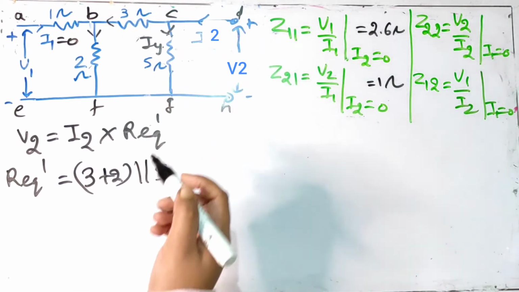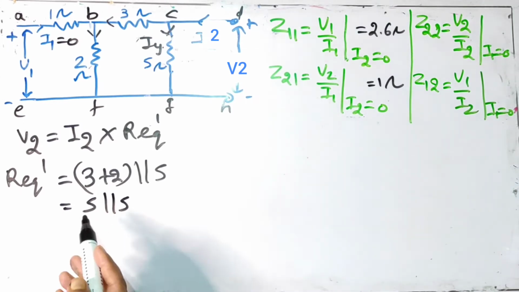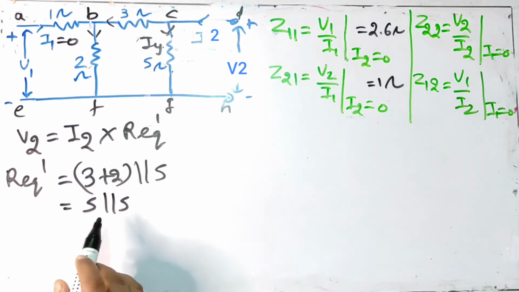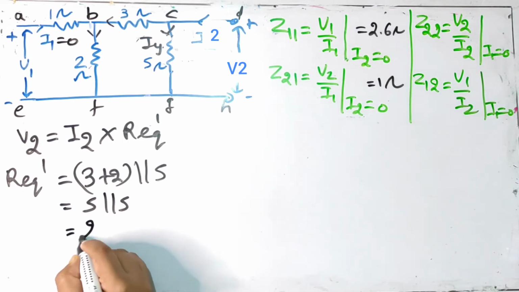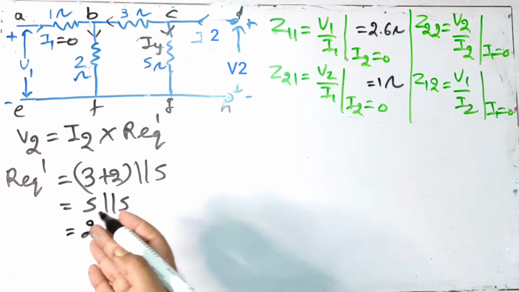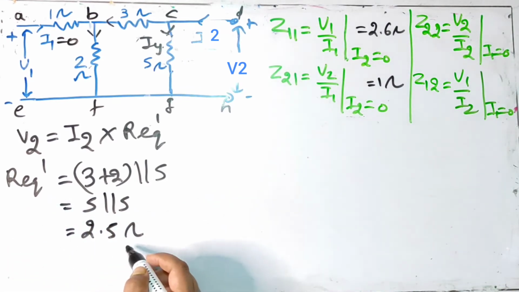There is no resistance here, so let's just solve it. 5 in parallel with 5. So let me tell you the trick. When there are two equal resistances in parallel, you can simply divide the value by half. That will be the answer. So it is 2.5 ohm. You can solve this with the detailed method as well. So we have got R equivalent dash is equal to 2.5 ohm.